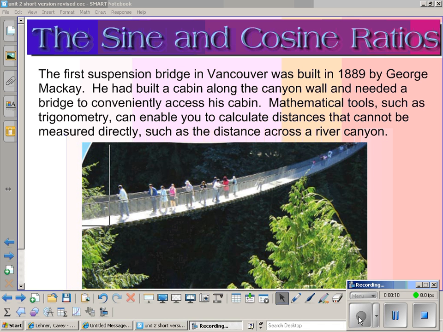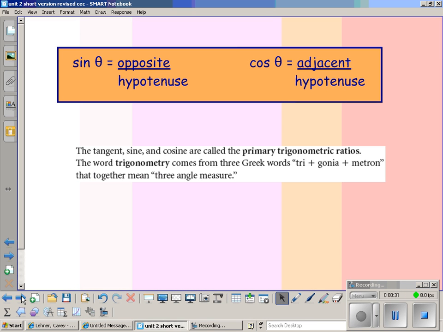The first suspension bridge in Vancouver was built in 1889 by George Mackay. He had built a cabin along the canyon wall and needed a bridge to conveniently access his cabin. Mathematical tools such as trigonometry can enable you to calculate distances that cannot be measured directly, such as the distance across a river canyon.